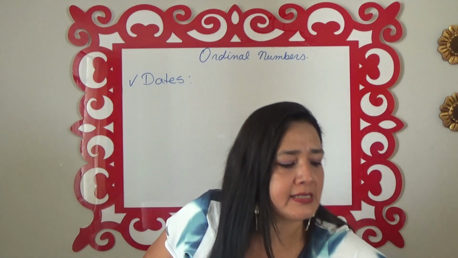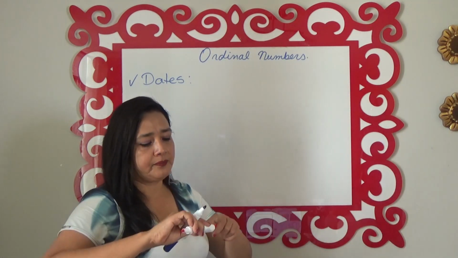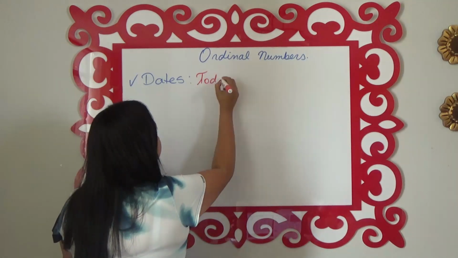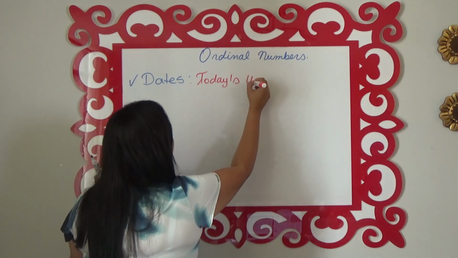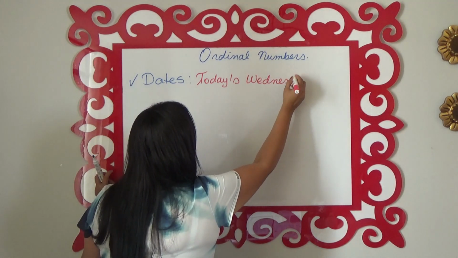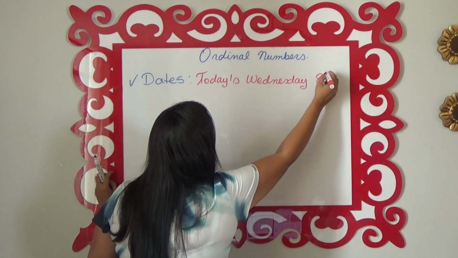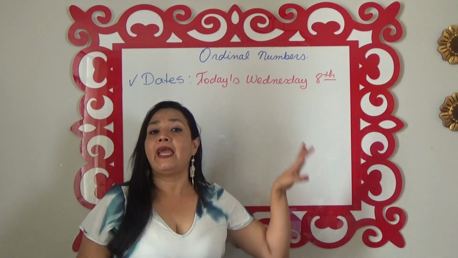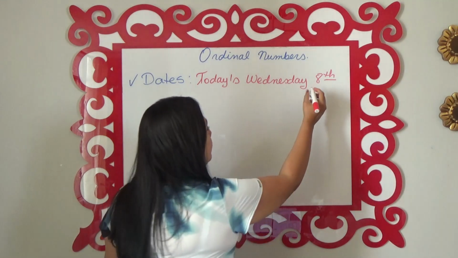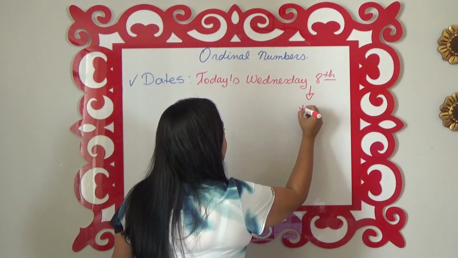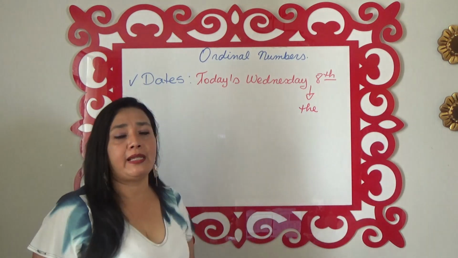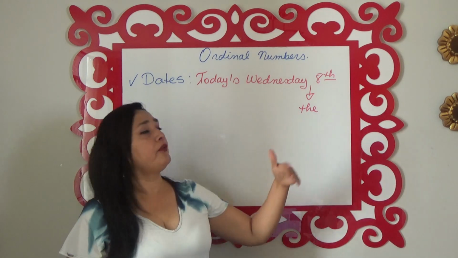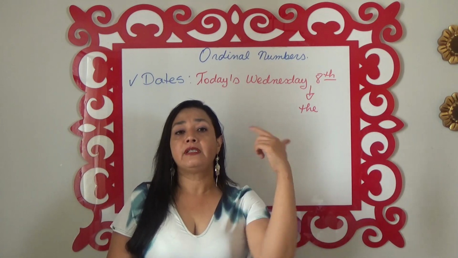For example, if I say, what day is it today? Today's Wednesday, the 8th, right? So I can say Wednesday 8th, or I can say Wednesday the 8th, right? Also, if I'm mentioning the order, I can say the first, the second.